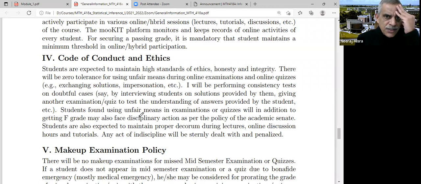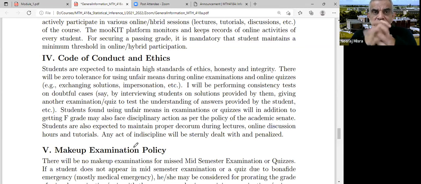Students found using unfair means in examination or the quizzes will not only get an F grade, their matter will also be referred to SSAC. SSAC is a body under the Dean of Student Affairs, which looks after the disciplinary aspects of the student community. So I sincerely hope that I don't have to really bother about this section 4, which is on code of conduct and ethics, because I expect all of you to maintain high standards of ethics.